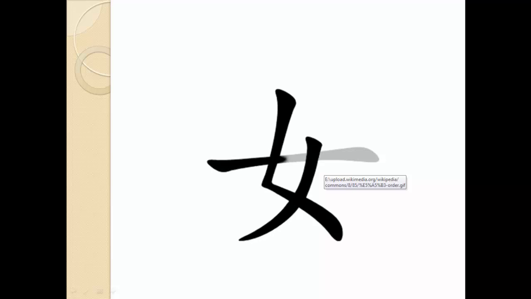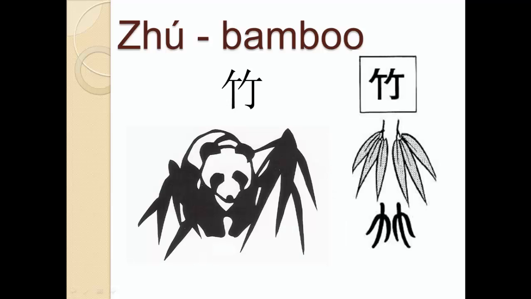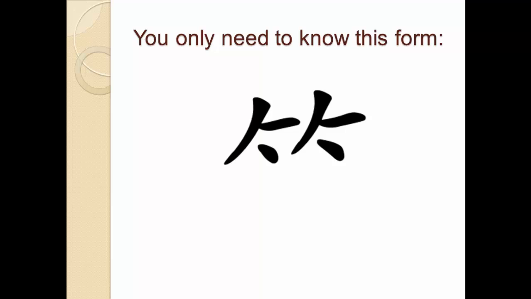And here's how you draw it. Draw a less than sign, the right hand swoosh, and then her arms. Less than, right hand swoosh, then the arms. Radical 15, bamboo, the panda's favorite radical. You'll need to know this form. And here's the animation.